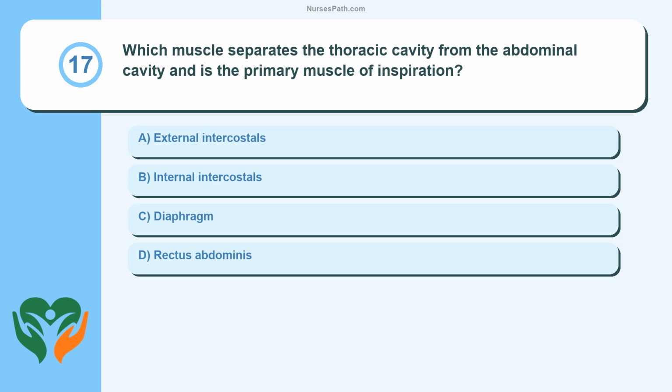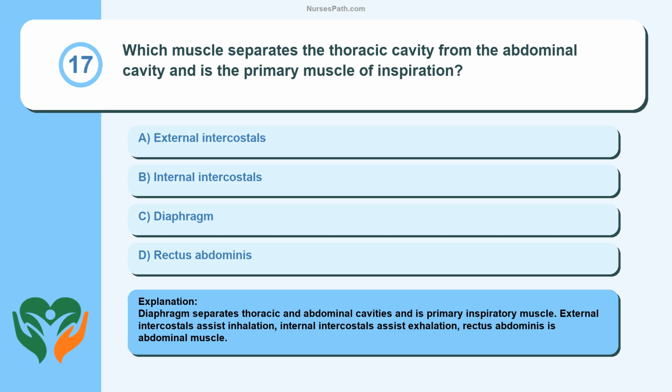Question 17. Which muscle separates the thoracic cavity from the abdominal cavity and is the primary muscle of inspiration? External intercostals, internal intercostals, diaphragm, rectus abdominis. Diaphragm separates thoracic and abdominal cavities and is primary inspiratory muscle. External intercostals assist inhalation, internal intercostals assist exhalation, rectus abdominis is abdominal muscle.